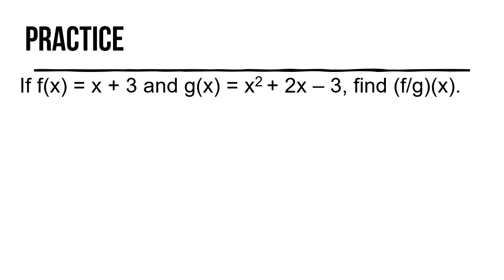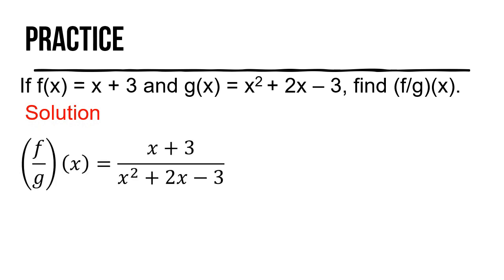Okay. This time, let's have f divided by g of x. If f of x is equal to x plus 3 and g of x is equal to x squared plus 2x minus 3, find f over g of x. Now, pause the video and solve. Okay, I guess you're done, so you play the video again. Let's see if we have the same solution.